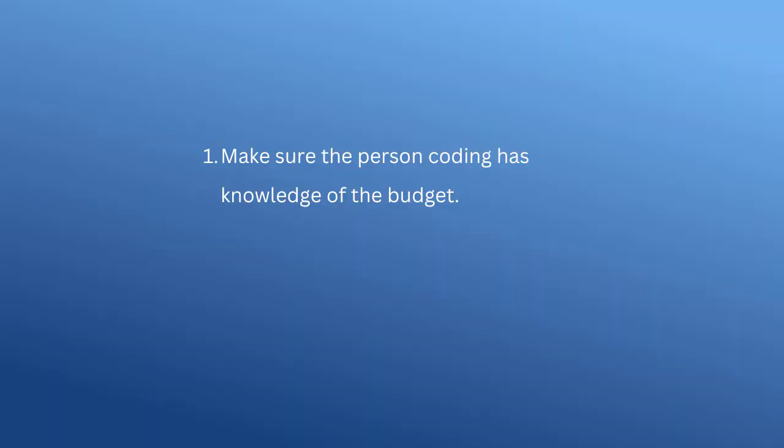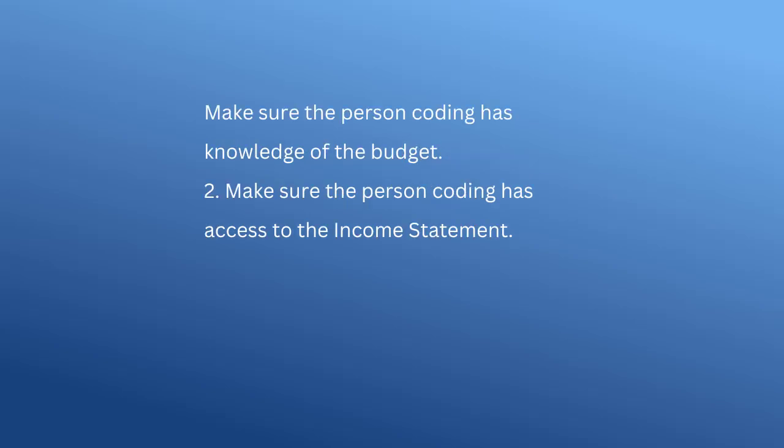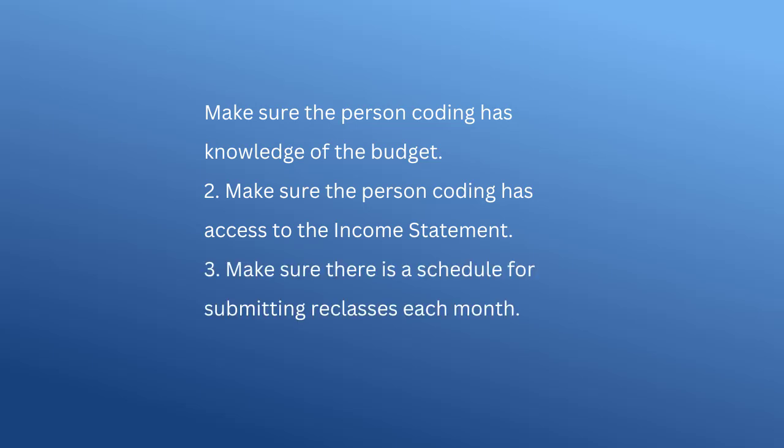Those 3 items again are 1, make sure the person coding understands the budget. 2, make sure the person coding has access to the accounting system. And 3, make sure there's a reclass process in place at the end of each month so that your financial statements are a true reflection of the operations each month.